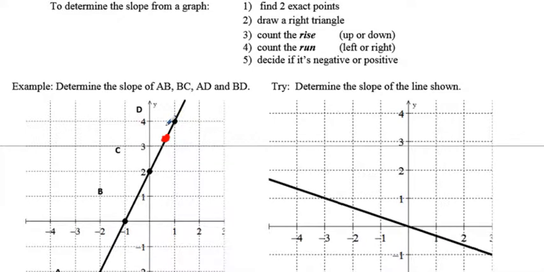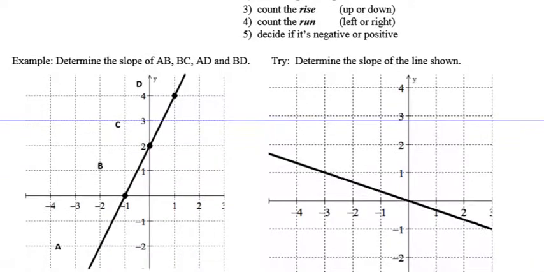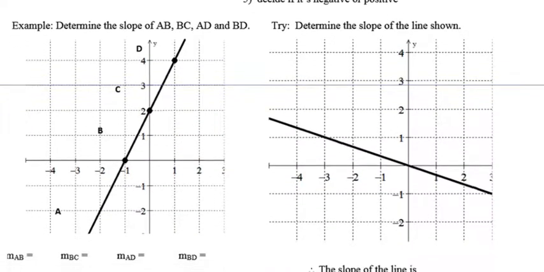All right. So what it says here is to determine the slope, you find 2 exact points, you draw a right triangle, you count the rise, you count the run, and then you decide if it's positive or negative. So let's see if we can make this happen. Let's pick 2 points. Why don't I pick this one and this one? So C and D. Well, it says here actually to find the slope of AB and BC and AD. So let's start in order.